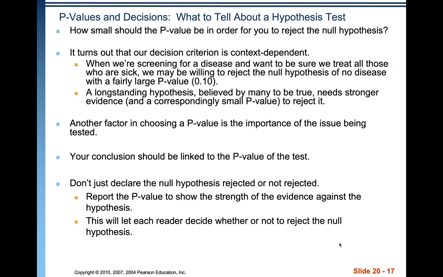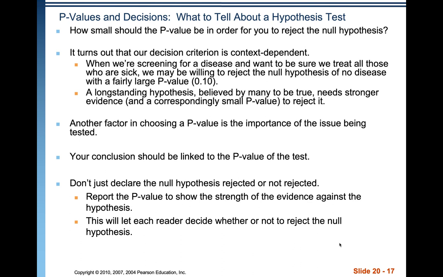So, how small should the p-value be in order for you to reject the null hypothesis? It turns out that our decision criterion is context dependent. When we're screening for a disease and we want to be sure we treat all of those who are sick, we may be willing to reject the null hypothesis of no disease with a fairly large p-value of 0.1. A long-standing hypothesis believed by many people to be true needs stronger evidence and a correspondingly small p-value to reject it.